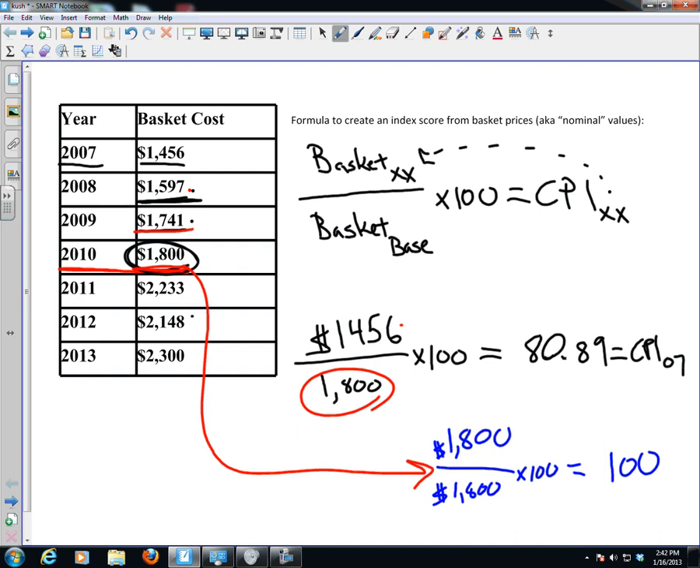Again, that'll be a subject for another video. After you've had a minute to go ahead and calculate these, go on to the next video where we'll look at actually determining the inflation rate from the CPI scores that we've generated.